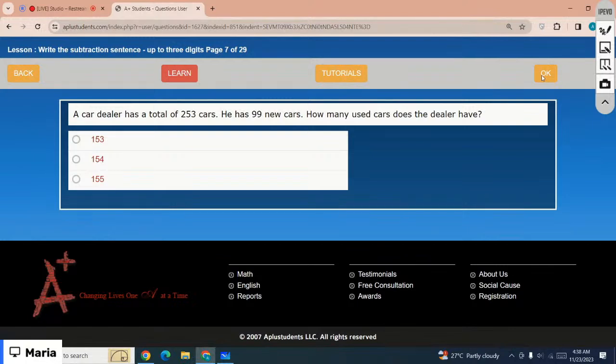The correct option is 154, right? When you subtract, the correct option is 154.